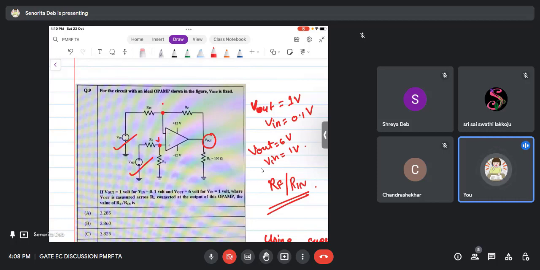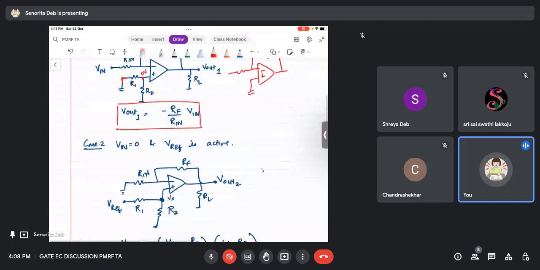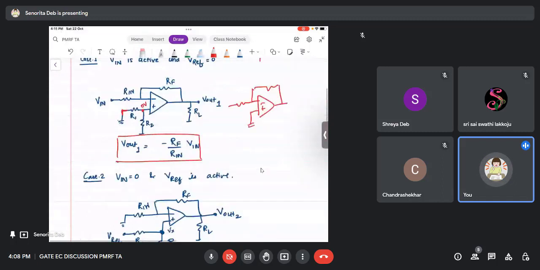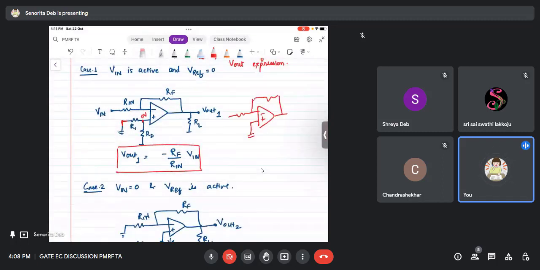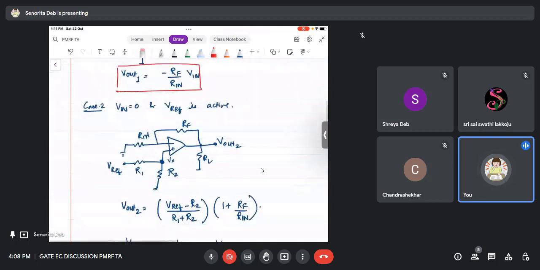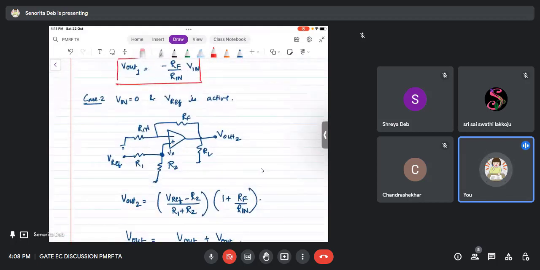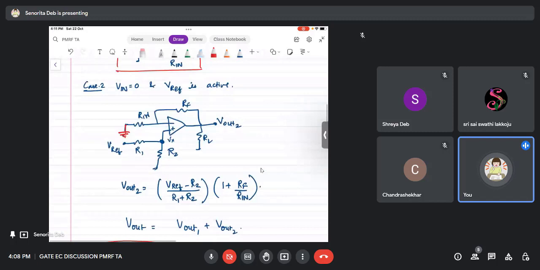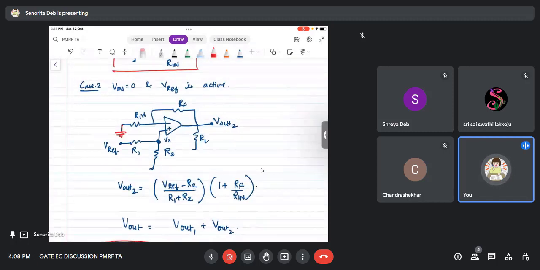Now let's start again. Vout1 we have found, which is purely due to Vin. Now case 2 is when Vin is 0 and Vref is active. When Vref is active, Vin is 0, I have grounded this node, and Vref is active. So this is now a non-inverting amplifier. If you want, you can put a KVL equation in here, and you will arrive at this formula.